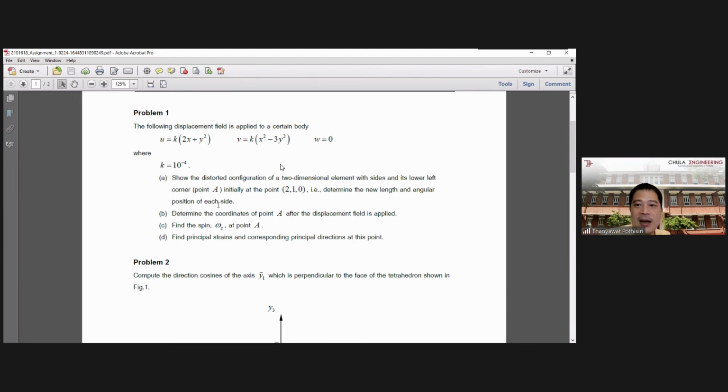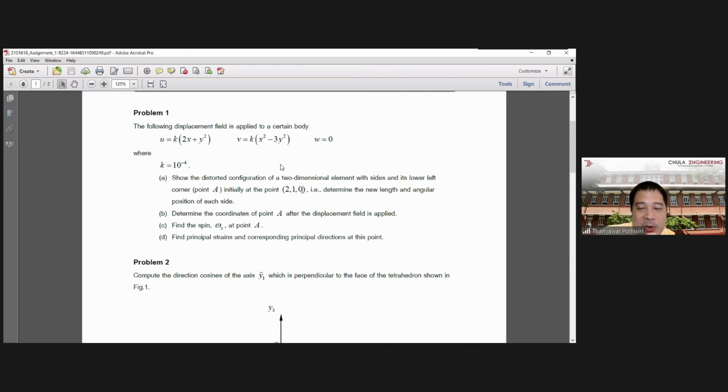for some basic concept on how the displacement mapping gives you information on the deformation of a body. Now remember that when you want to describe, in this case, you want to describe a distorted configuration of a point, right?